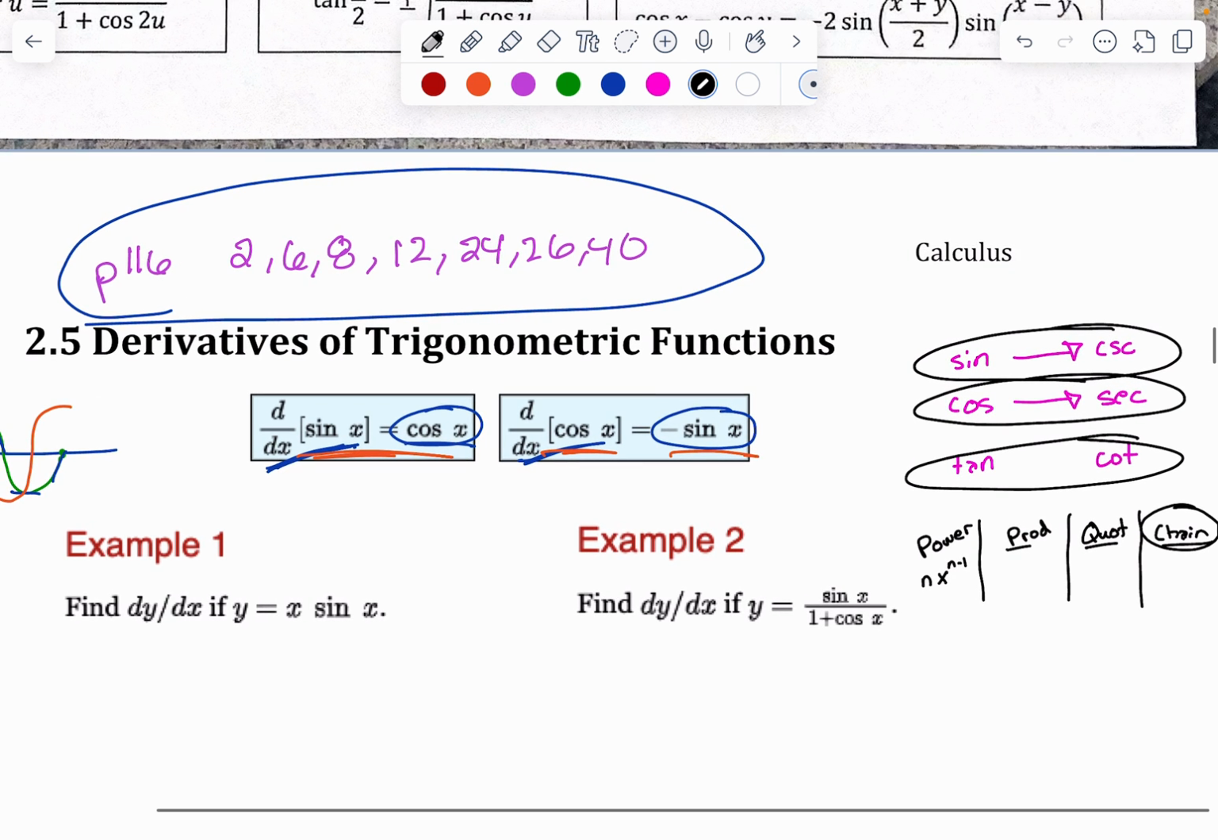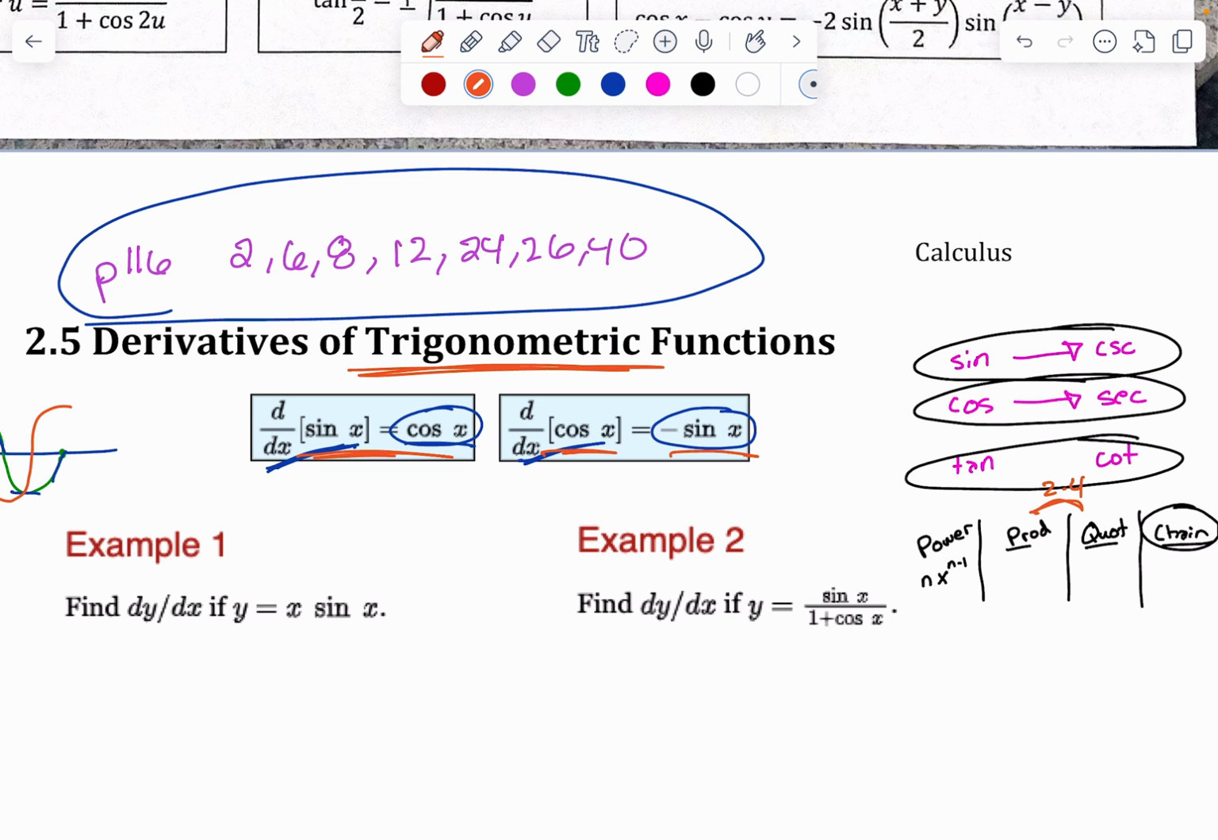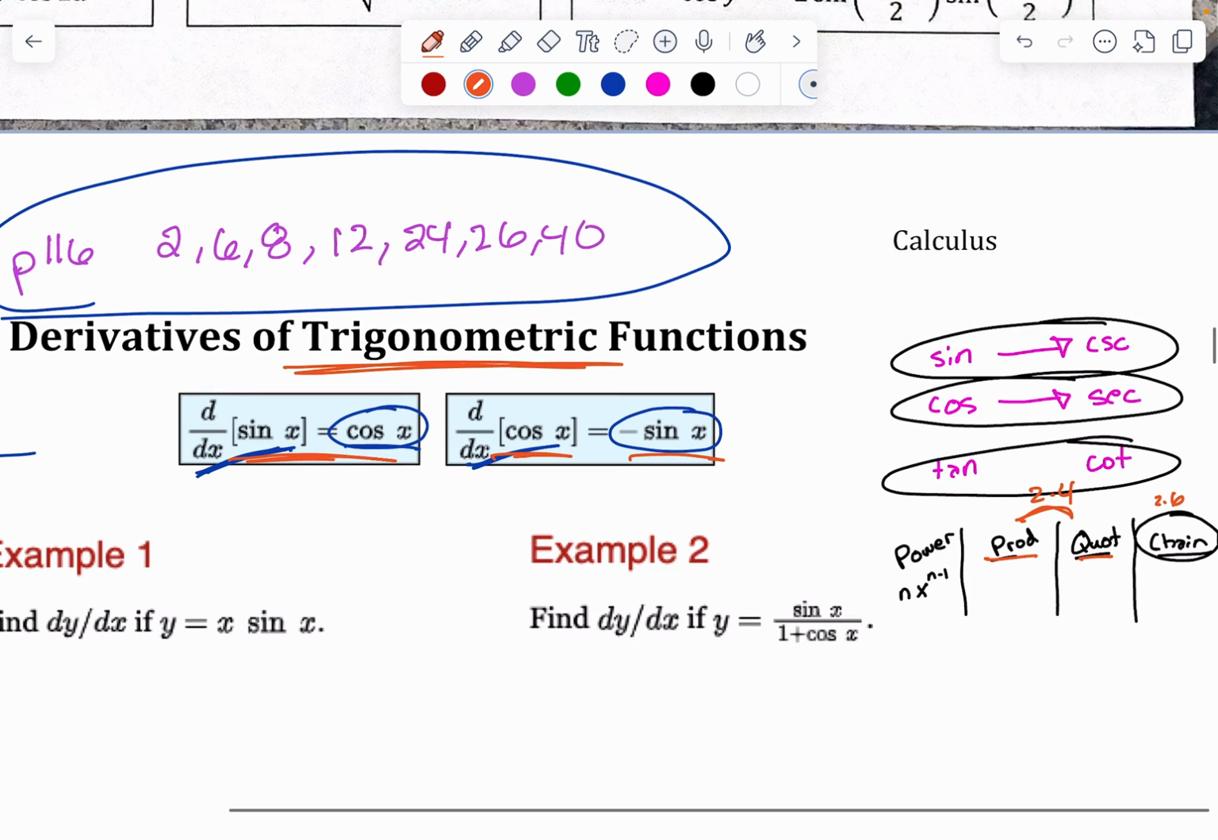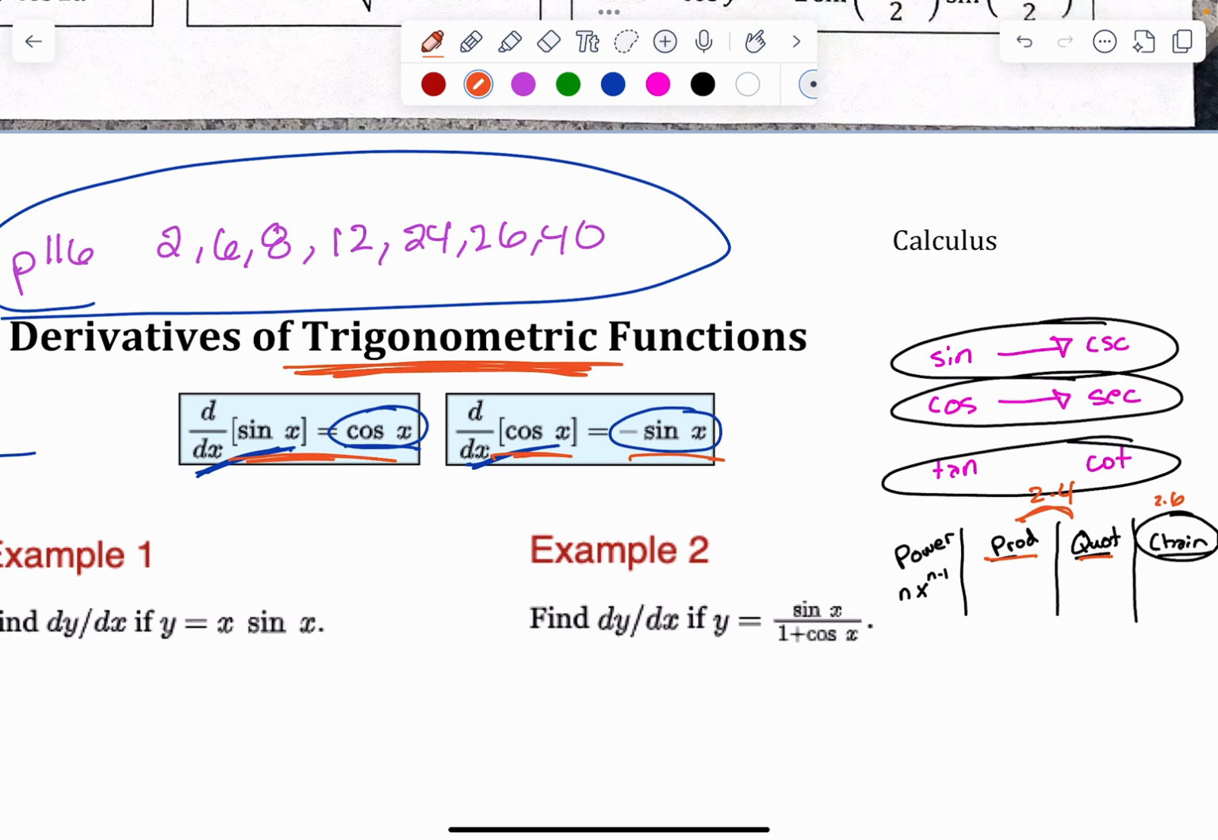I forgot to tell you that these two are what we do in section 2.4, and then we take a little bit of a break and we do derivatives of trig functions first, with the product and quotient rule, before we do chain rule in 2.6, okay? I forgot to tell you, it slipped my mind, that chain rule doesn't come directly after product and quotient. We take a little hiatus and do derivatives of trig functions before we get to the chain rule.